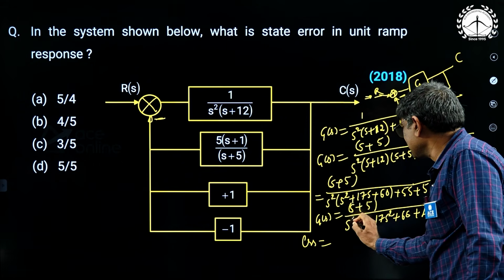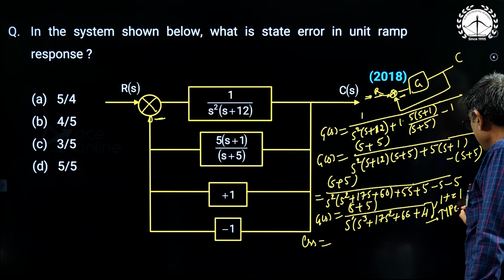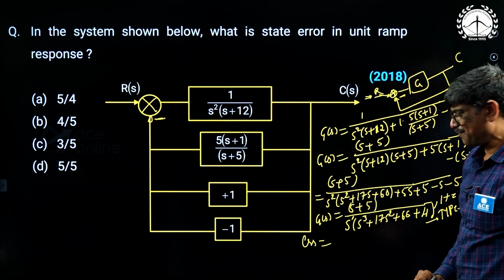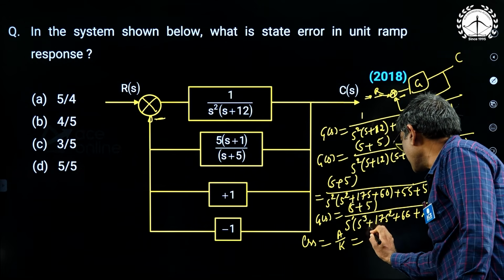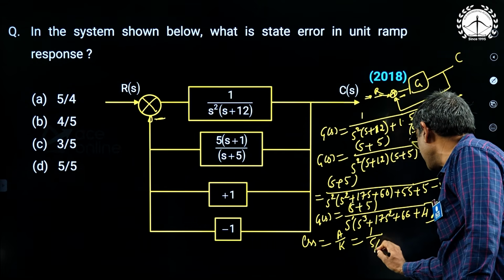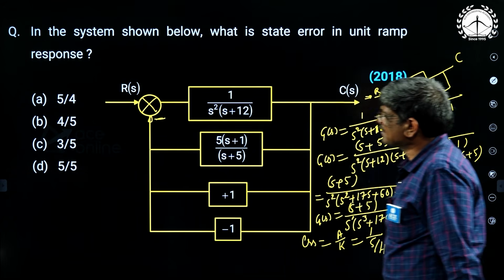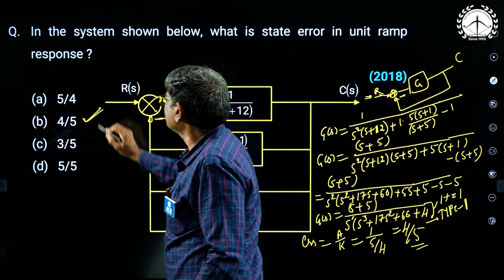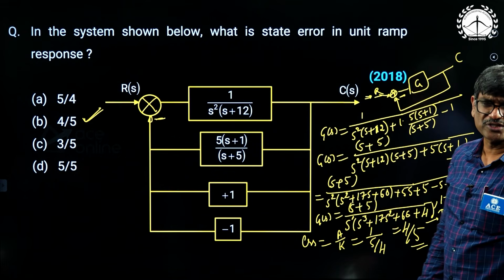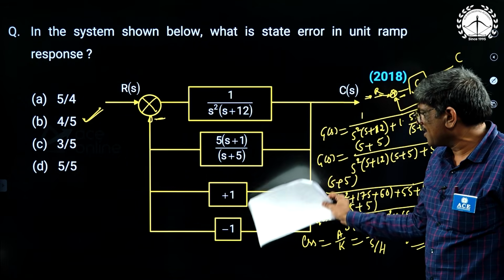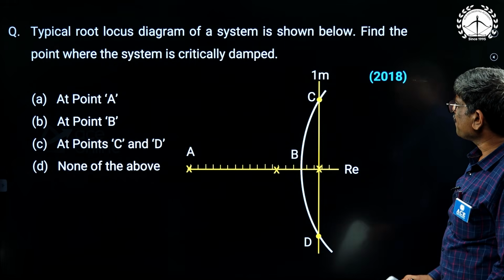This is a type 1 system. So steady state error is A by K. A is 1. K is what? Numerator constant 5, denominator constant 4. So 4 by 5 is the answer. Like we solved these questions for steady state error for non-unity feedback, adding one positive feedback, adding one negative feedback. Same thing.